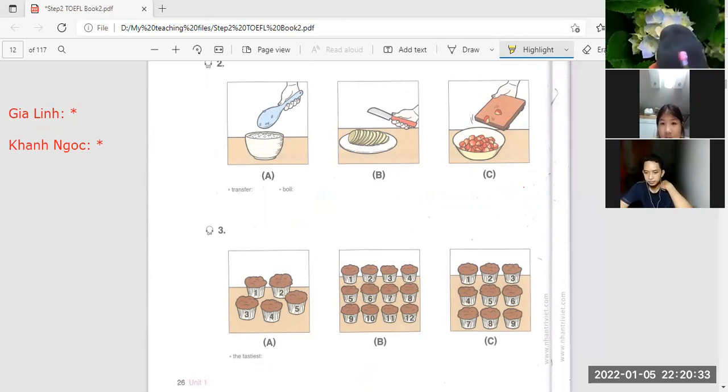Number 2. Listen to the woman. Kevin, why don't we make some tomato spaghetti for dinner? Please chop the tomatoes and transfer them to a small bowl while I boil the spaghetti noodles. What does the woman want Kevin to do?